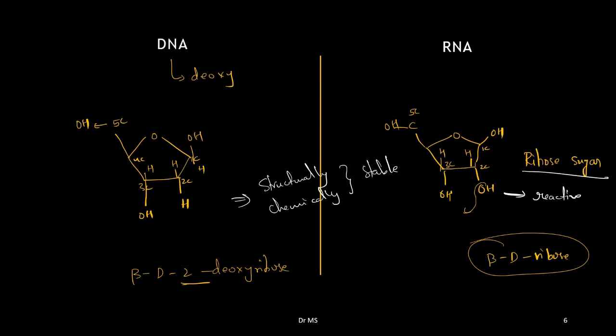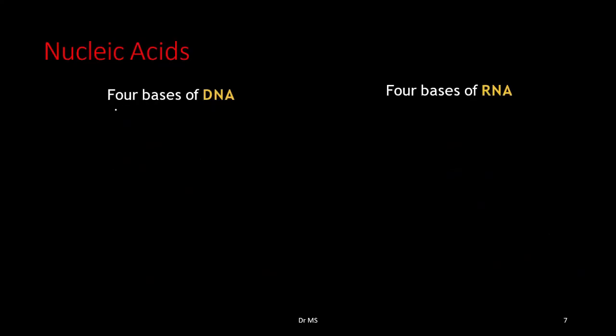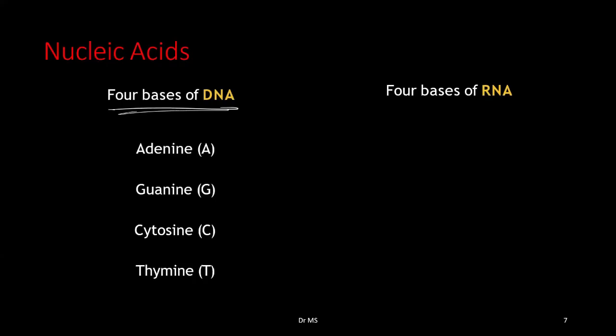I told you that a nucleotide is made up of sugar, a phosphate group, and a nitrogen base. So that is about the sugar. Let's see about the other things, the nitrogen bases. The nucleic acid DNA is made up of adenine, guanine, cytosine, and thymine. Adenine, guanine, and cytosine are present in RNA as well, but instead of thymine, RNA contains uracil.